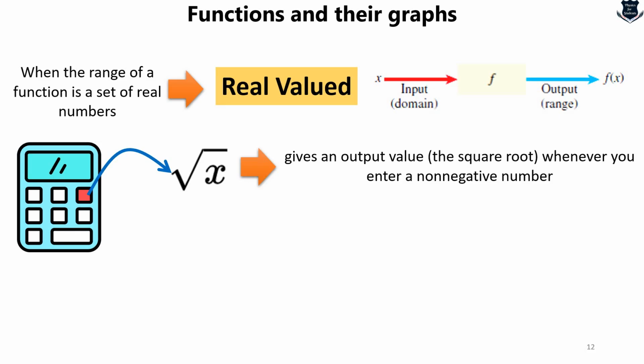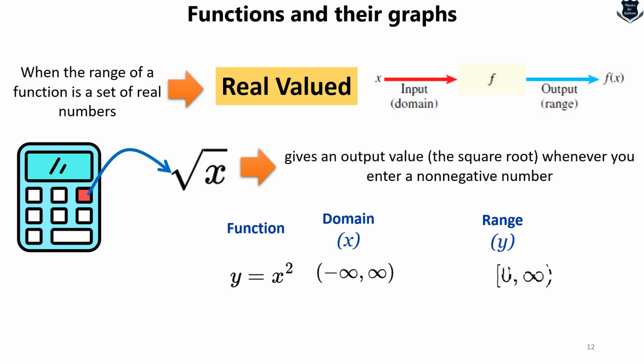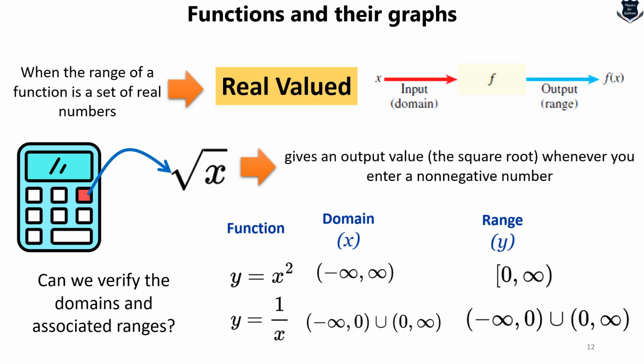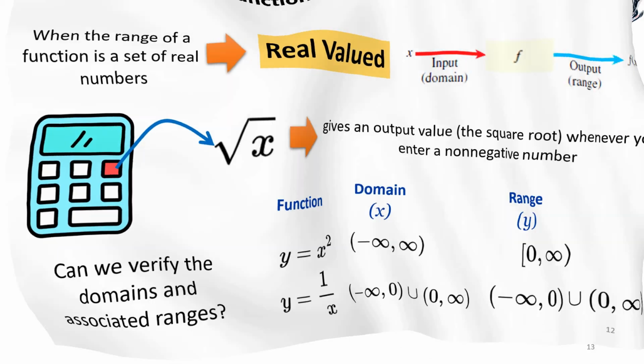So you press this and you get this. So there's an input and there is an output. The question is that now, for example, if we take a function, domain and a range, and the examples are this one, y equal to x squared, and y equals 1 upon x, I have a question: can we verify the domain associated with the ranges? We need to verify, otherwise we cannot. How can we say that? In order to do that, I will just show you with very simple examples what I mean by that.